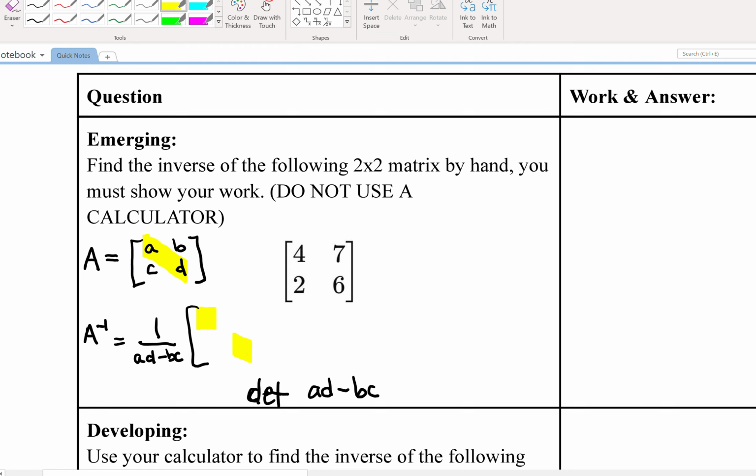Now A and D, these two get switched. And so D goes up and A goes down. And these two stay in their position, but they switch signs. So this one becomes the opposite of B, and this one's the opposite of C. So whatever those signs were, they switch. So you multiply that all out, and this is what your inverse looks like.